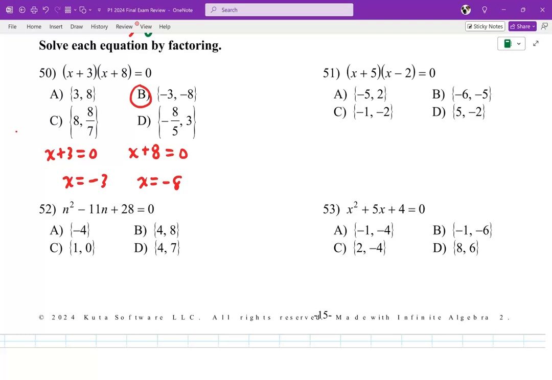And same thing with 51. It's already factored for me, so I'm just going to write the equations. x plus 5 equals 0. x minus 2 equals 0. So x is going to be negative 5 and 2. So those are simple. Now, 52 and 53, that's a little different, because we have to actually work it out. We've got to factor.